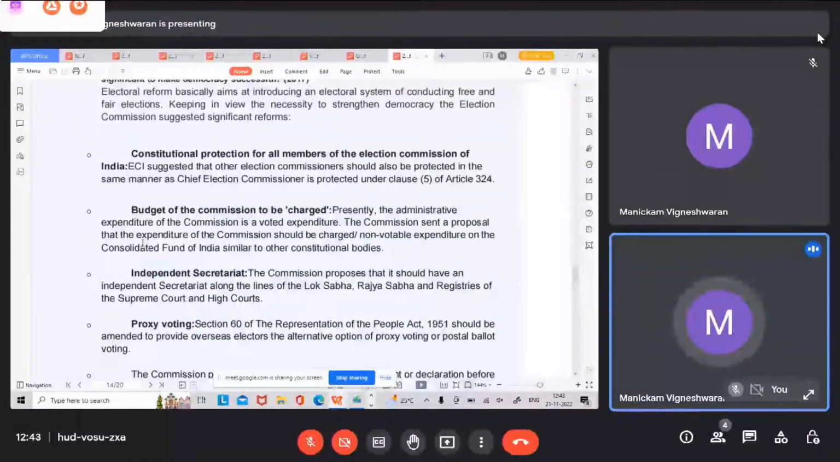Budget of the Commission to be charged. Presently, the administrative expenditure of the Commission is voted expenditure. The Commission sent a proposal that the expenditure of the Commission should be charged, non-votable expenditure on the Consolidated Fund of India, similar to other constitutional bodies. Independent secretariat: the Commission proposes that it would have an independent secretariat along the lines of Lok Sabha, Rajya Sabha, and registries of the Supreme Court and High Courts.